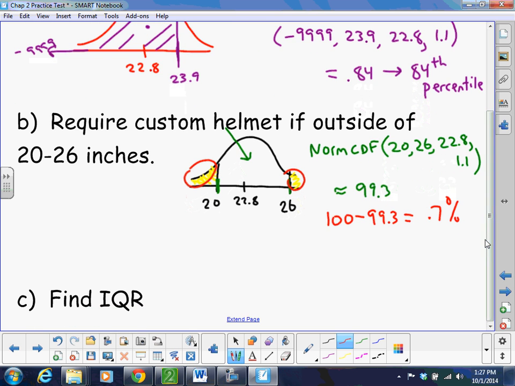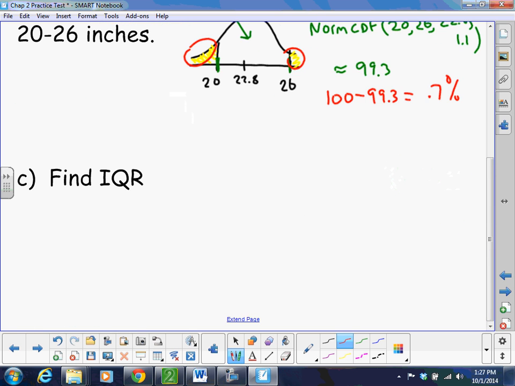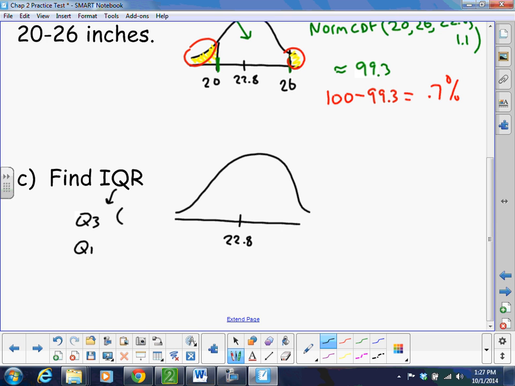Okay, part C, find the IQR. A little trickier question. Again, think about the picture. 22.8 is the middle. To find the IQR, remember that's Q3 minus Q1, which is the 75th percentile and the 25th percentile. And our IQR is going to be the difference in the value.